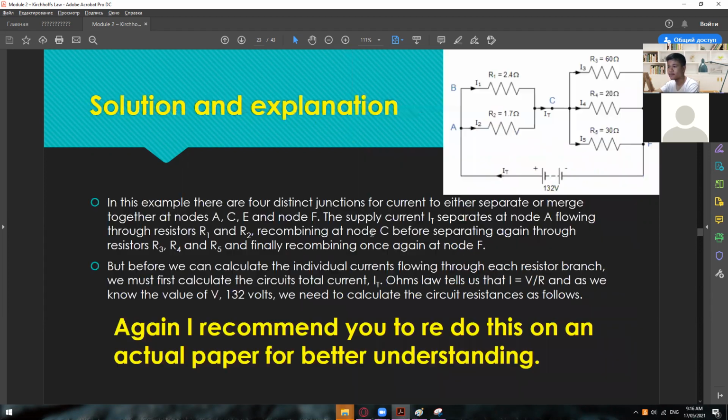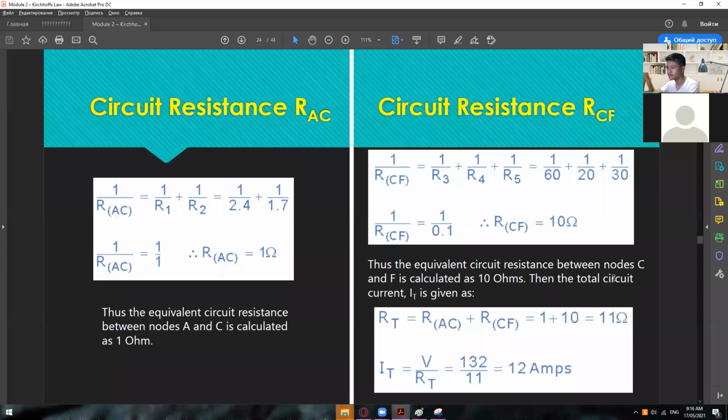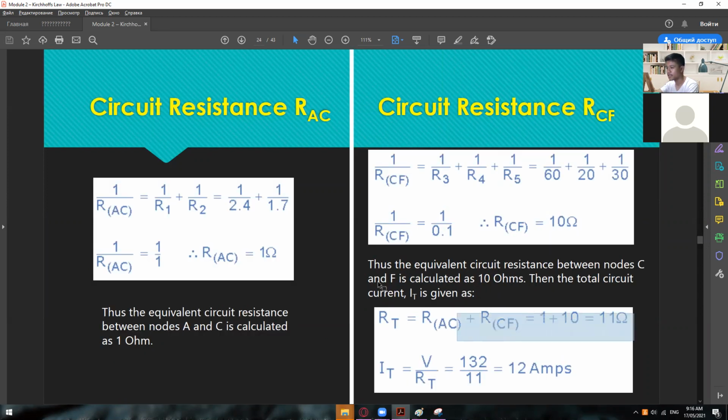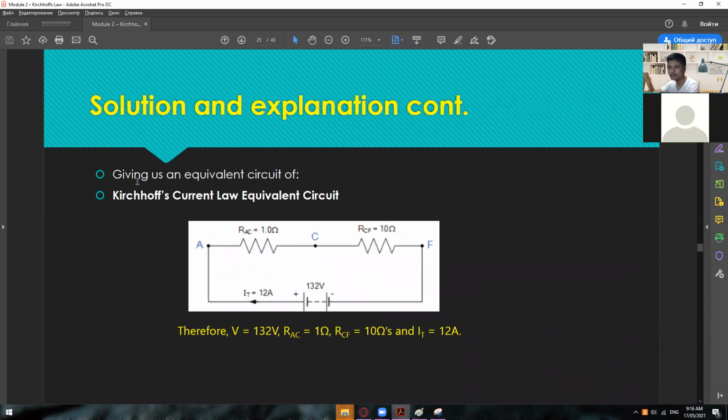So 1 ohm for this part, and then 10 ohms, 11 ohms rather. No, sorry, 10 ohms only, for the RCF. And then for the total resistance, we have 1 plus 10, which is equal to 11. So from here, we can now get the total current. IT is equal to V divided by RT. Your voltage source is 132, and your total resistance is 11. So just do the math, and you will get 12 amps. And then from there, you can now, what's next?